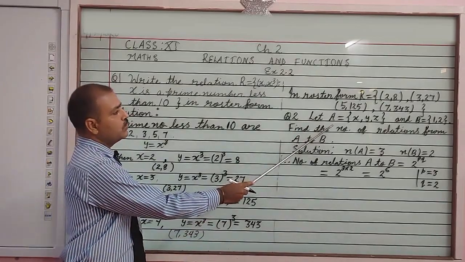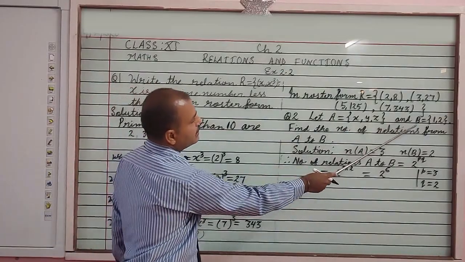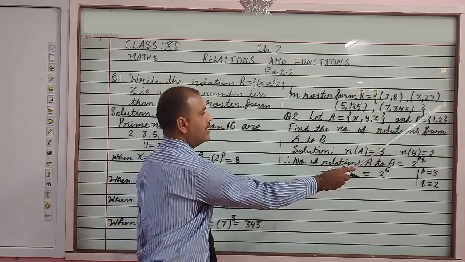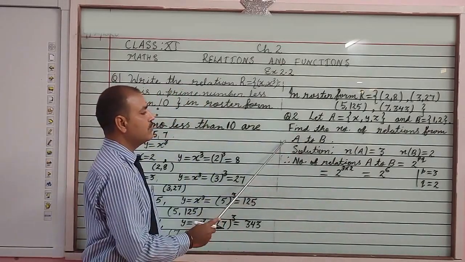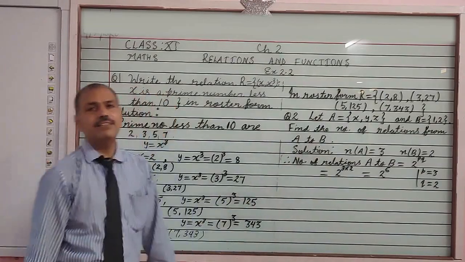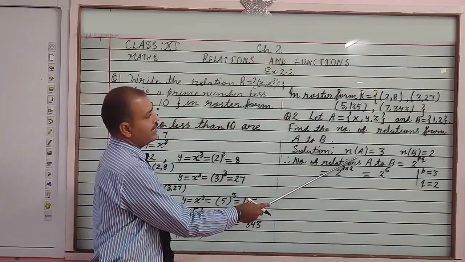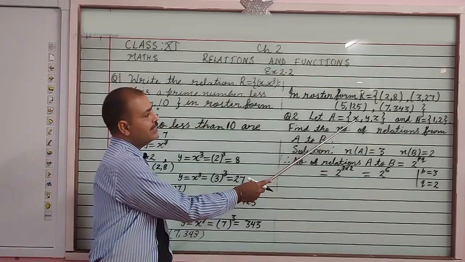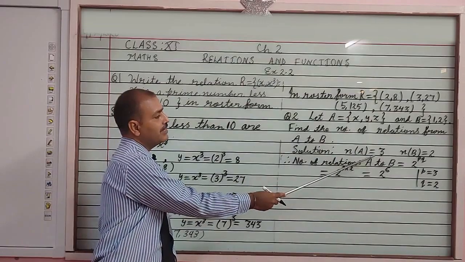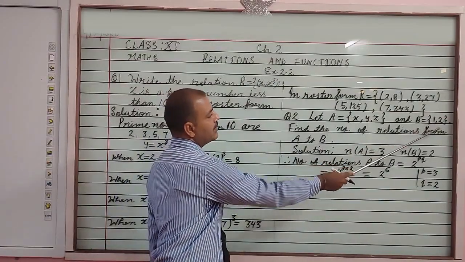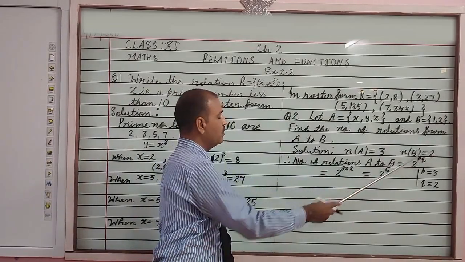Let A be equal to {x, y, z} and B be equal to {1, 2}. Find the number of relations from A to B. Solution: count the number of elements in set A. 1, 2, 3. There are 3 elements. How many elements in B? There are only 2 elements. So n(B) is equal to 2.